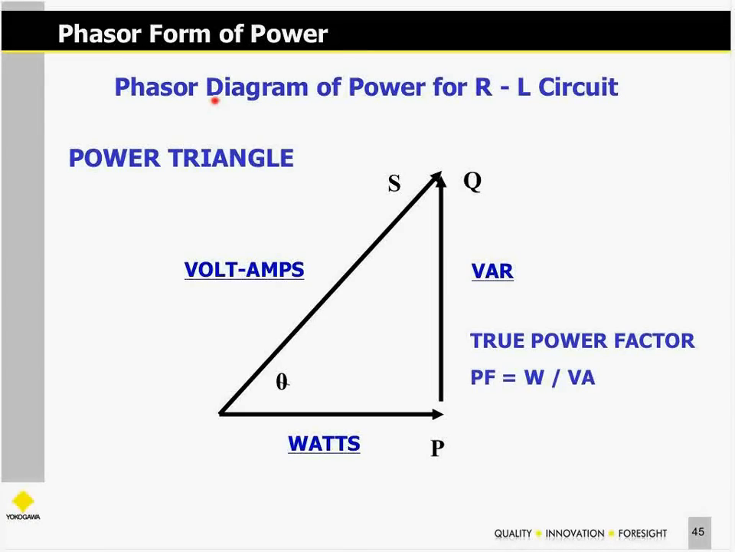This leads us back to some power theory and what we call the power triangle. If we look at the power triangle, we have watts on the base and volt amps on the hypotenuse. And then VAR, this is, I said, an inductive circuit, so by convention we show the VAR as going upwards. And so then true power factor is calculated, going back to our trig functions, as the watts divided by the volt amps. That is the true power factor.